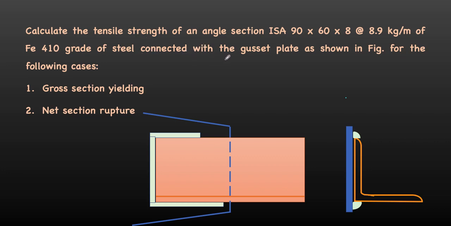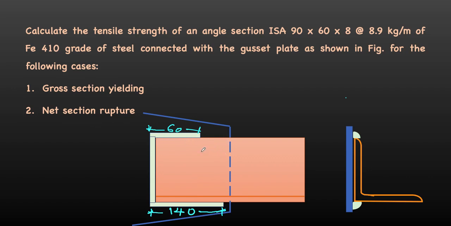This is connected to the gusset plate with welding as shown in figure. So this weld length is given to us. This length over here is 60, and here at bottom it is 140. So for this numerical, this value is given to us, and we have to find out gross section yielding strength and net section rupture strength.